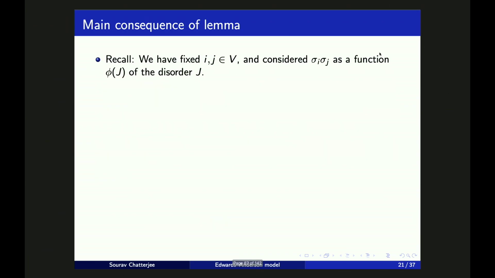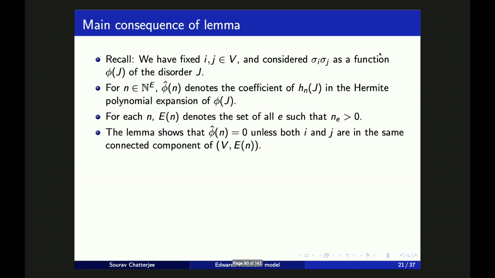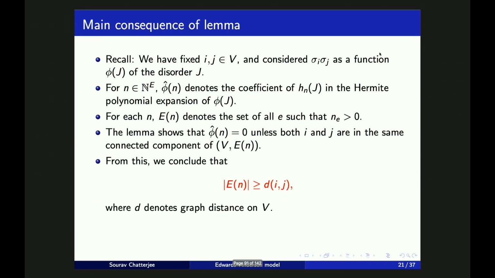So what is the consequence? Let's recall what we proved. We fixed some I and J, considered sigma I sigma J, where sigma is a ground state as a function of the disorder. We took its Hermite polynomial expansion, and for a given index n, let phi hat of n denote the coefficient of Hn of J in the expansion. And En denotes the set of all edges so that Ne is positive. We showed that phi hat of n is 0 unless both I and J are in the same connected component of this subgraph of the original graph.